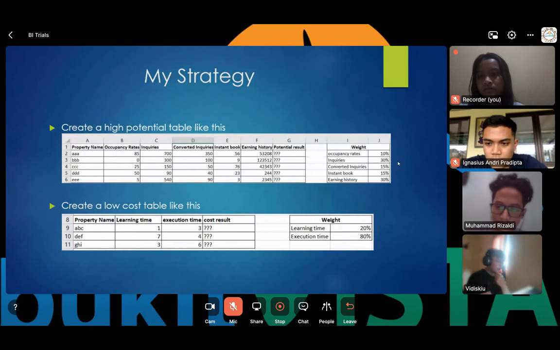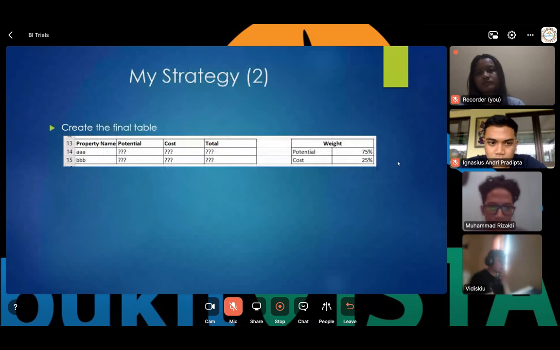And what do you do with the potential result and cost result again in the next slide? Okay, potential combined 75% and cost 25%. Is the cost negative? Because cost is negative by nature. But why is it positive 75% in this case in the calculation? Or do you invert the value?